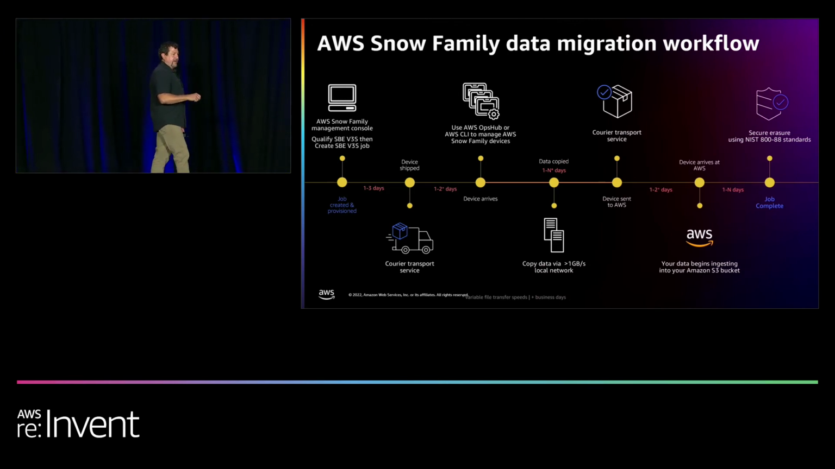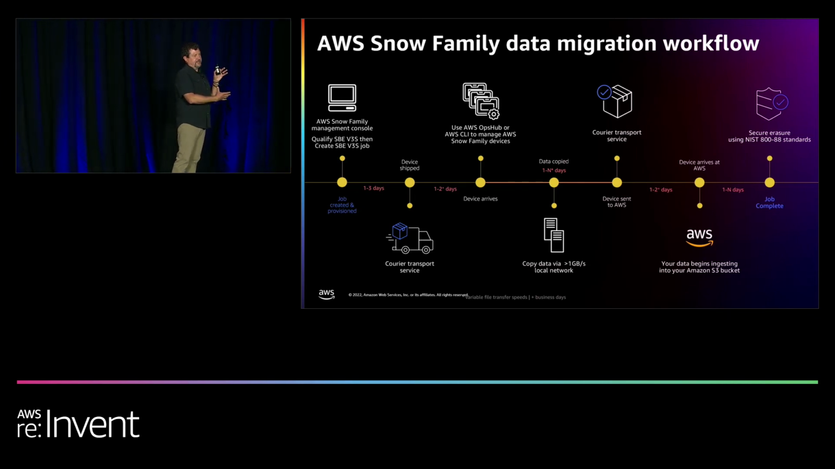Once that transfer is done, you simply power down the device, and that e-ink display you saw on the device actually updates with a return shipping label, and you just hand it back to UPS, and they bring it to us. Again, that's just whatever shipping time you specified.